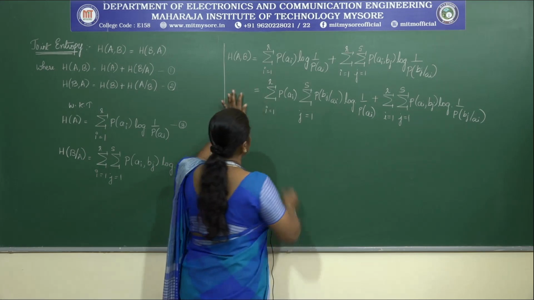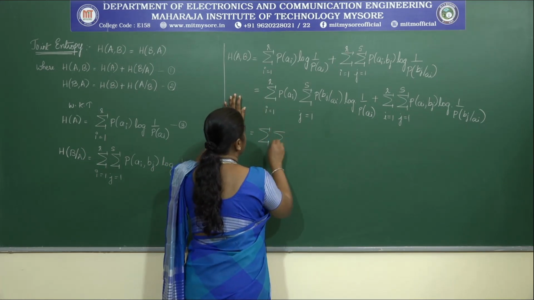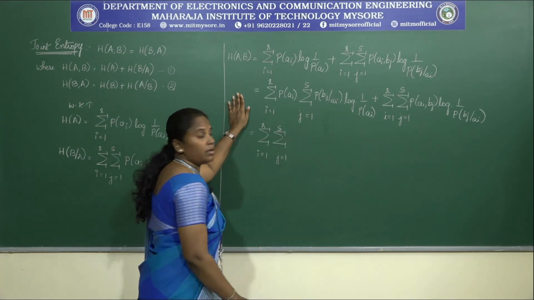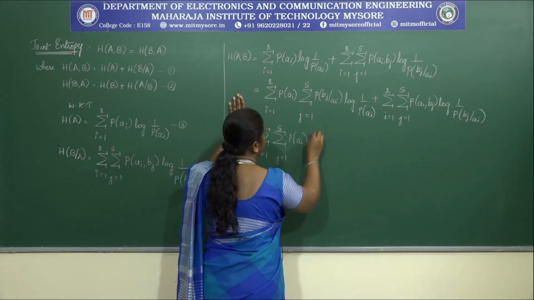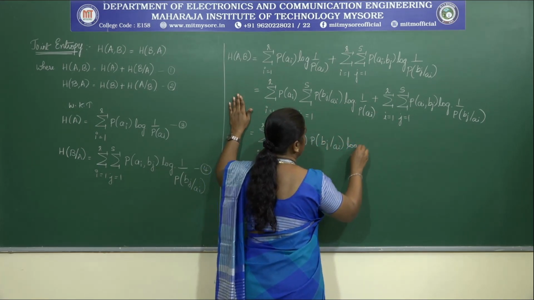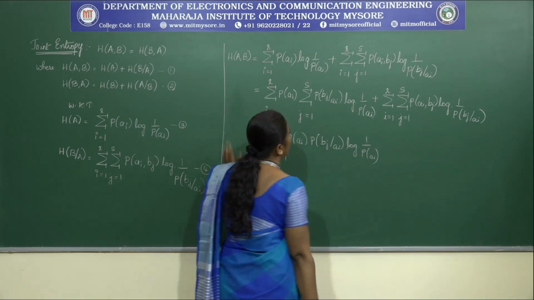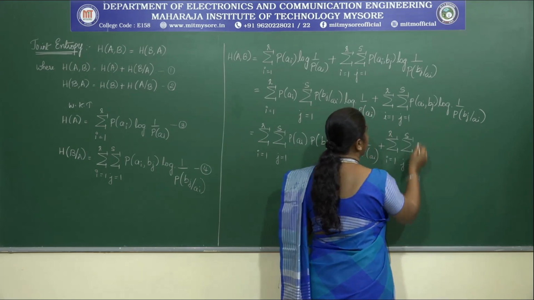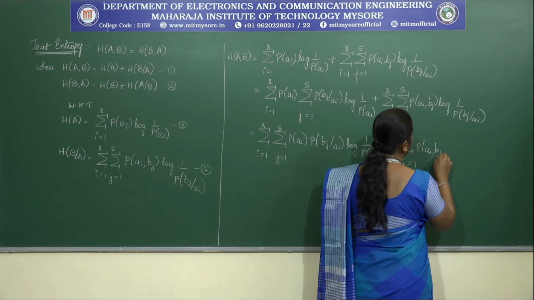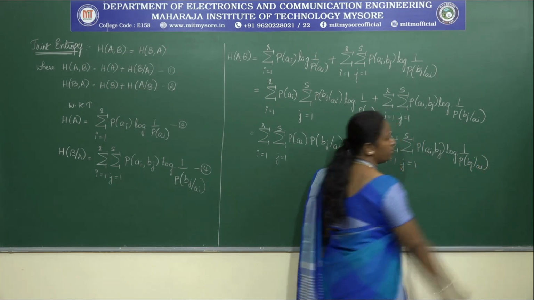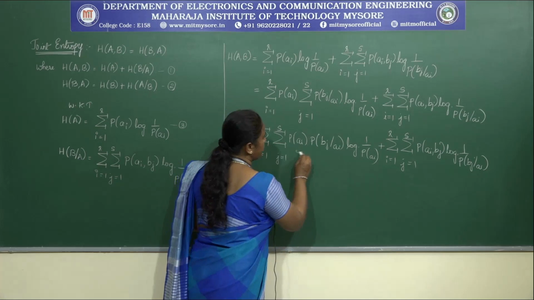Okay. Now this can be further written as double summation I is equal to 1 to R J is equal to 1 to S P of AI into P of Bj by AI into log of 1 by P of AI, plus double summation of I is equal to 1 to R J is equal to 1 to S P of AI comma Bj log of 1 by P of Bj by AI. So now what is this one?